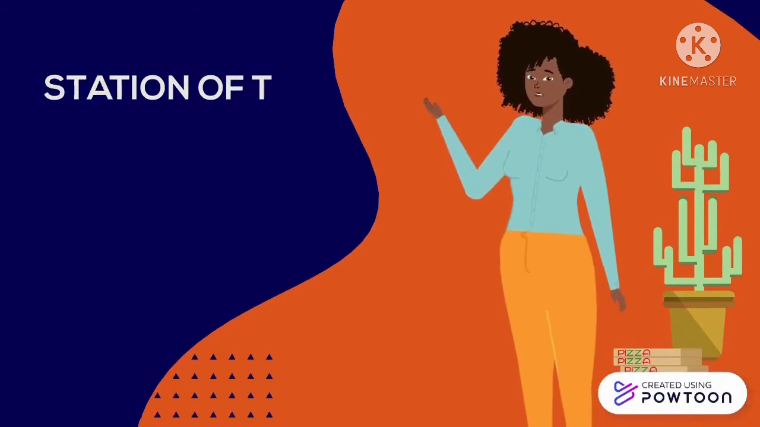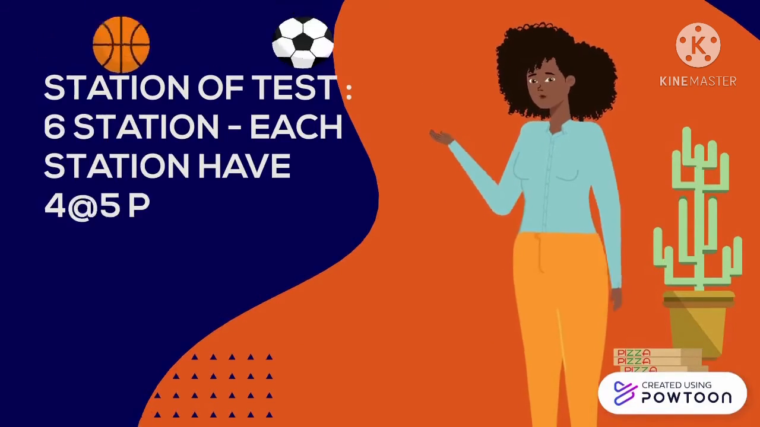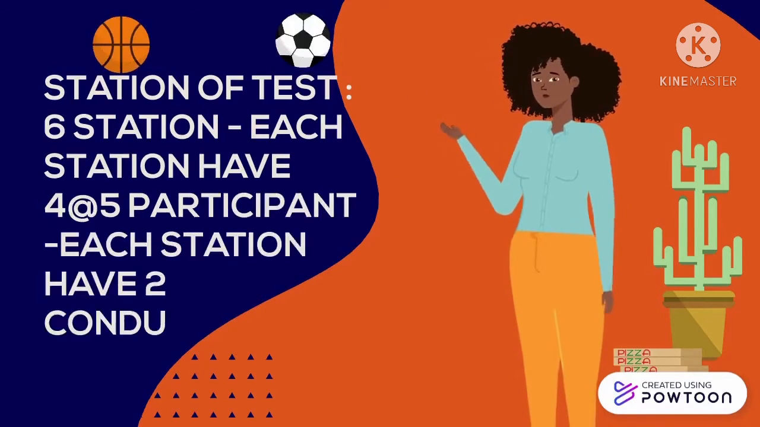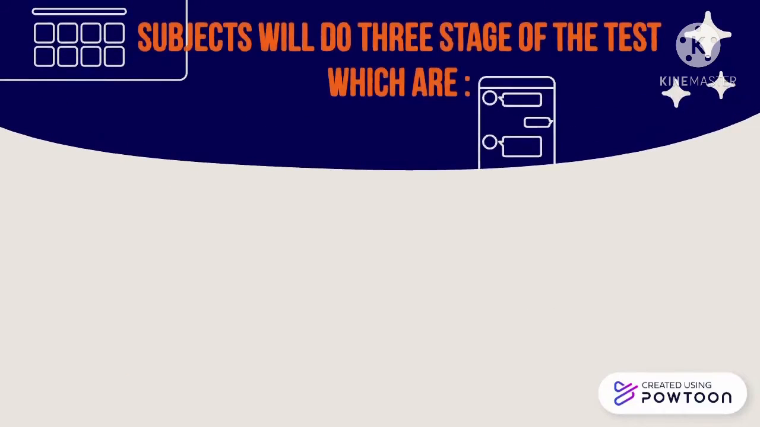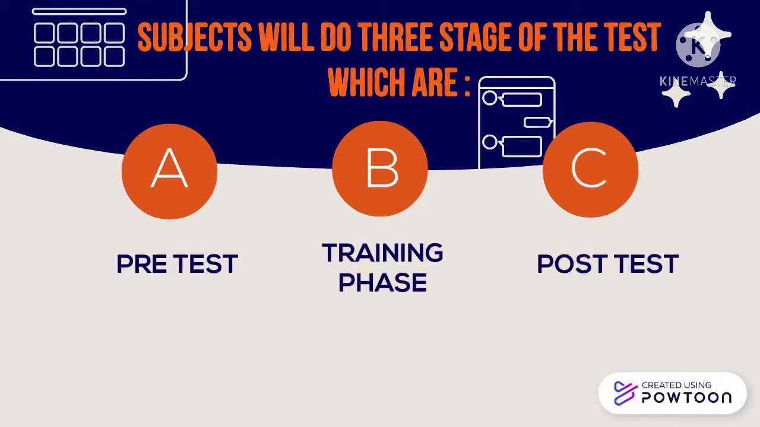In this test, there were 6 stations, where each station had 4 or 5 participants and each station had 2 conductors. In this test, the subjects did 3 stages of the test, which are pre-test, training phase, and post-test.